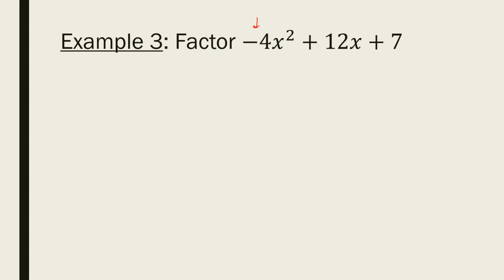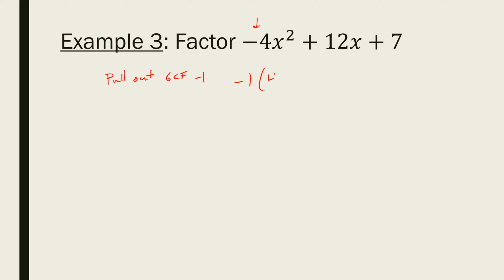If I have a negative in front, this can be very tricky. So here's the trick. Pull out a GCF of -1. Let me show you what happens. Pull out the GCF of -1. What happens if I distribute out a -1?